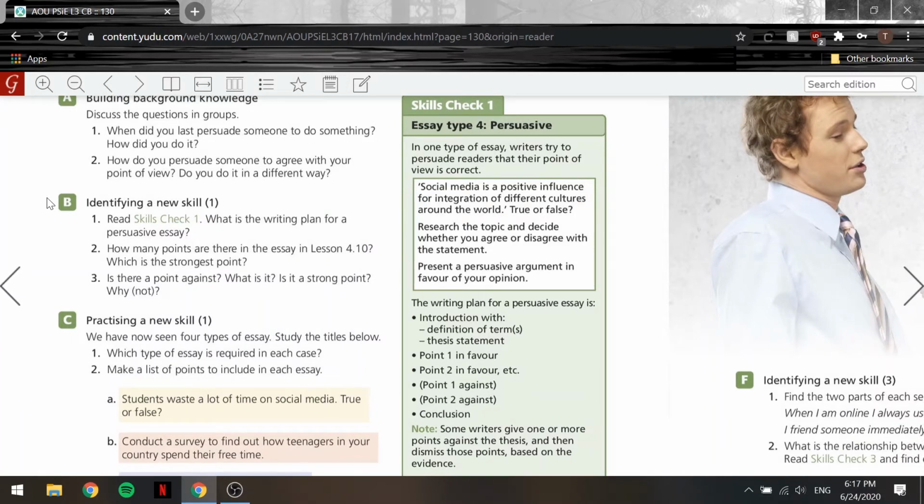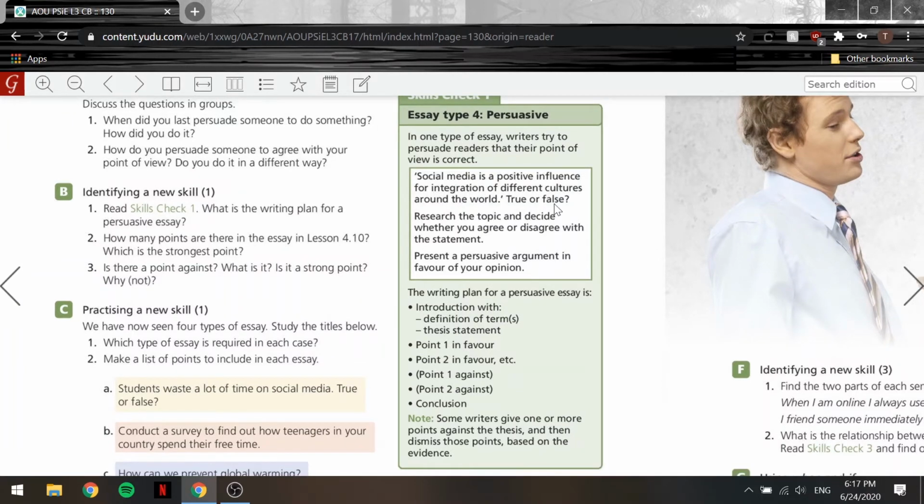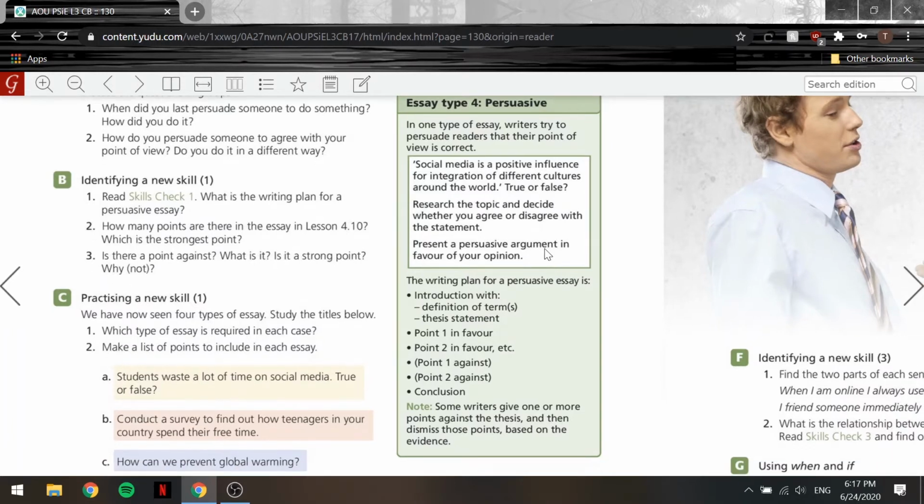Read skills check 1. What is the writing plan for a persuasive essay? So in one type of essay, writers try to persuade readers to their point of view, or that their point of view is correct. Social media is a positive influence for integration of different cultures around the world. True or false? Research the topic and decide whether you agree or disagree with the statement, and present a persuasive argument in favor of your opinion. So how would you go about writing something like this?